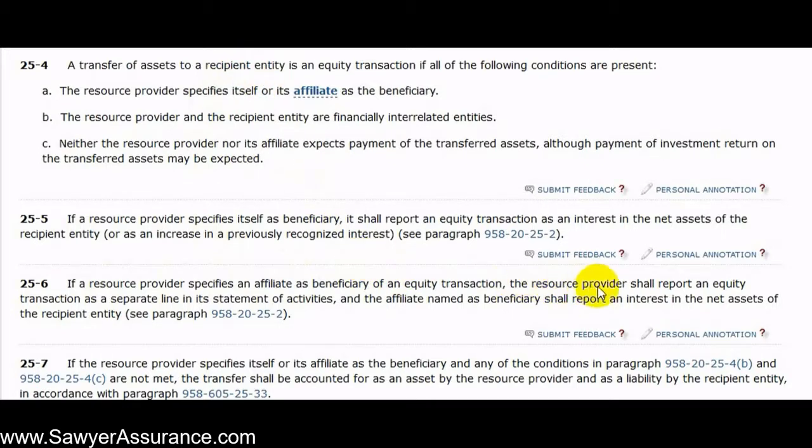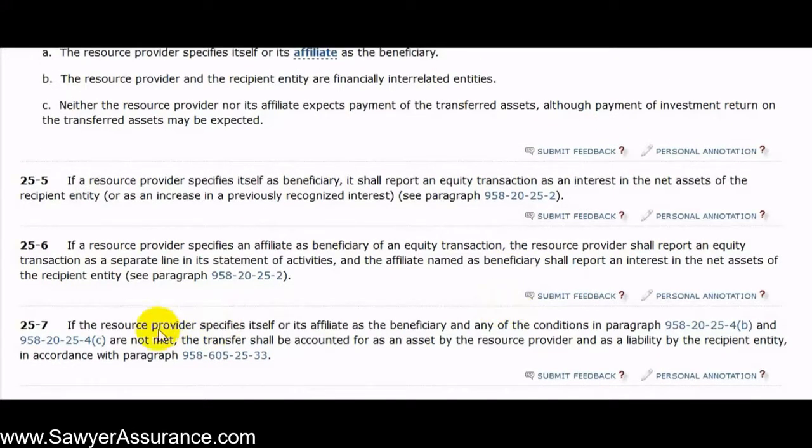So the resource provider will record that as sort of an expense in its statement of activity. So it sent some assets up to the recipient entity and recorded an expense because the result of the operations of the recipient entity actually go to the beneficiary, which is not the resource provider. And that's why sort of an expense is recorded here. And so on the side of the affiliate, who's the beneficiary, then the affiliate needs to record an interest in the net assets of the recipient entity because those assets are implicitly intended for the beneficiary.